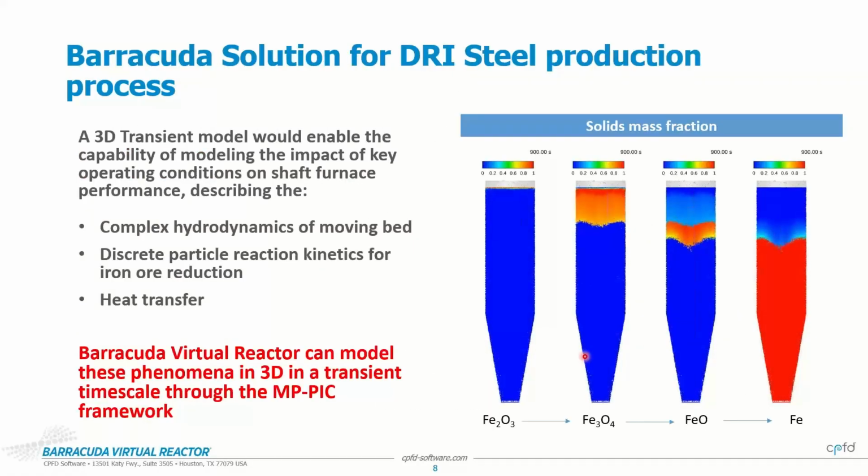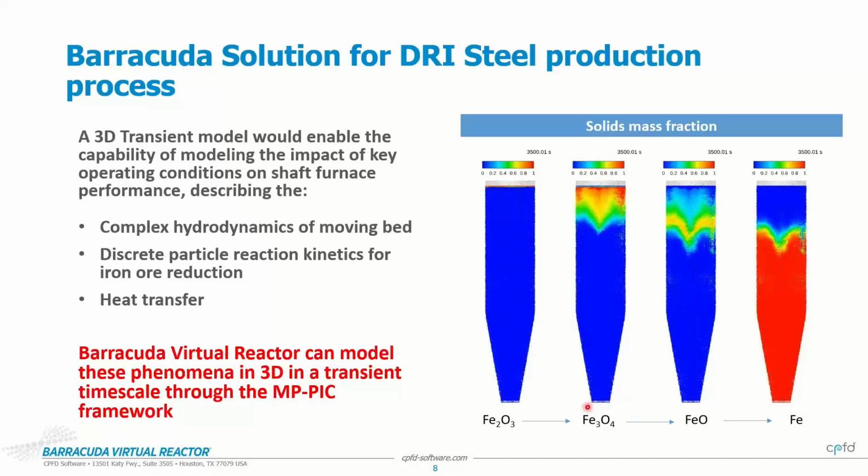This is a high value point for Barracuda because we can take existing literature, existing kinetics from literature, and apply them to this three-dimensional domain. Here we have the full shaft furnace process looking at the solids distribution. In that process, the iron ore or hematite is converted into magnetite, then to wüstite, and then to iron. So you can really see the progress of the reduction in this shaft furnace.